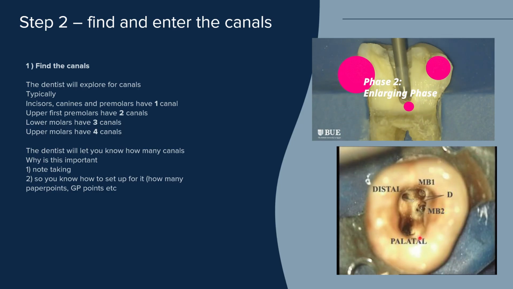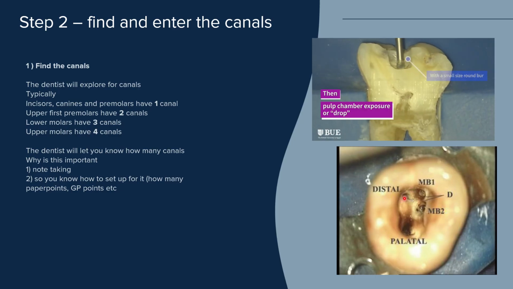This is what it looks like inside a tooth. This is an upper molar. Okay, so there's a disto buccal, a palatal, and then sometimes the mesial buccal's got 2. Okay, so we're looking for these little tiny holes. In some cases, younger patients, these may be very easy to spot. In some cases, older patients, these may be very difficult to spot.